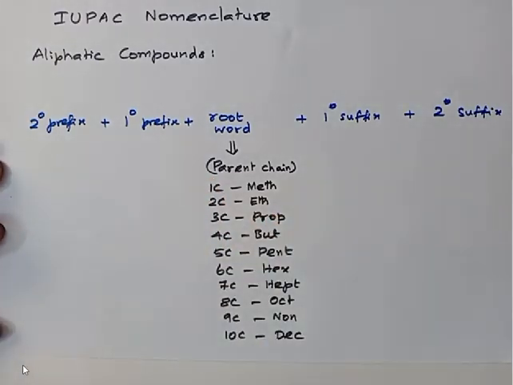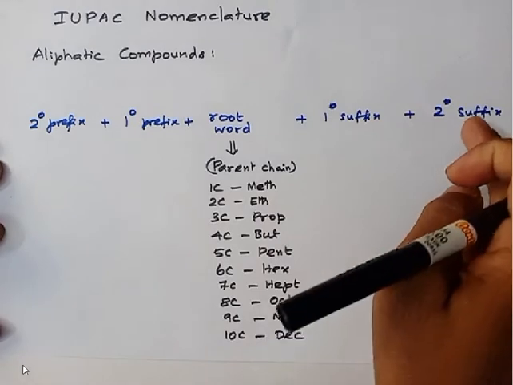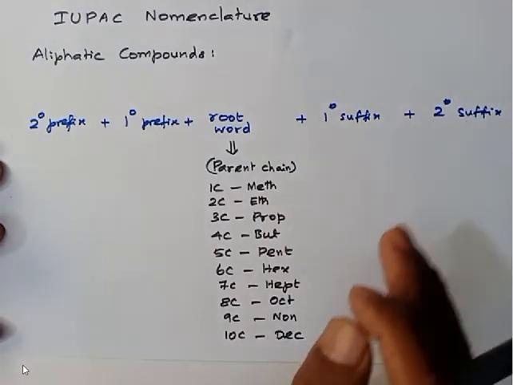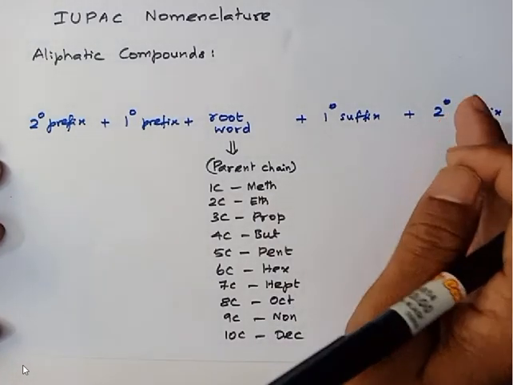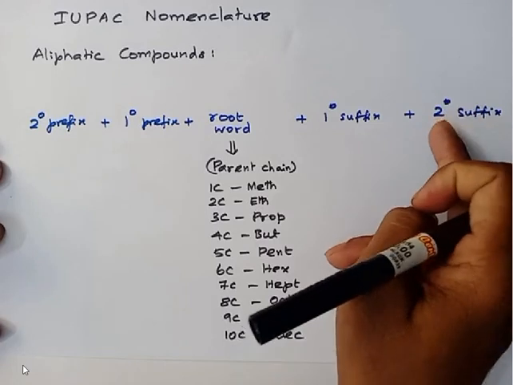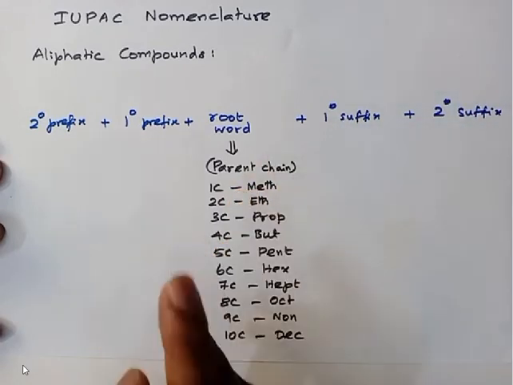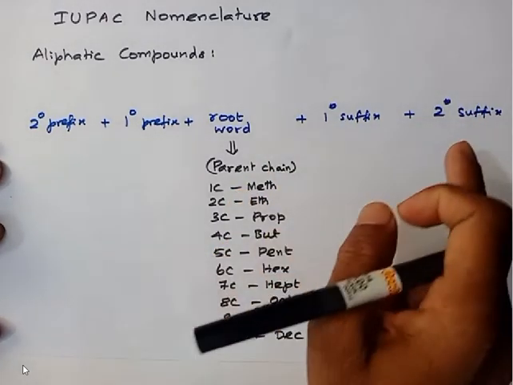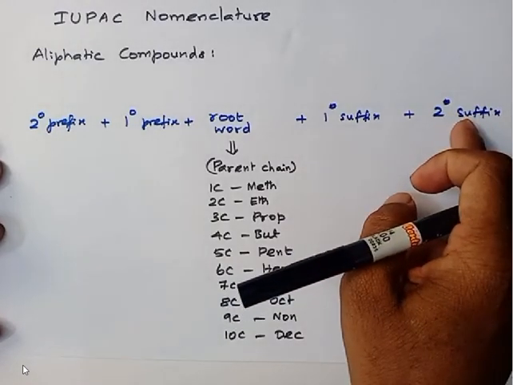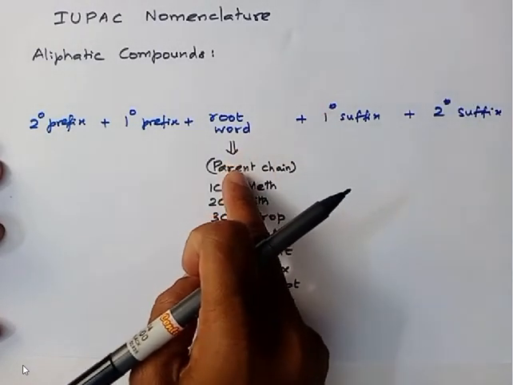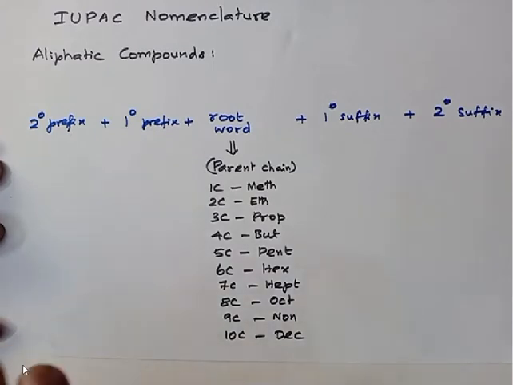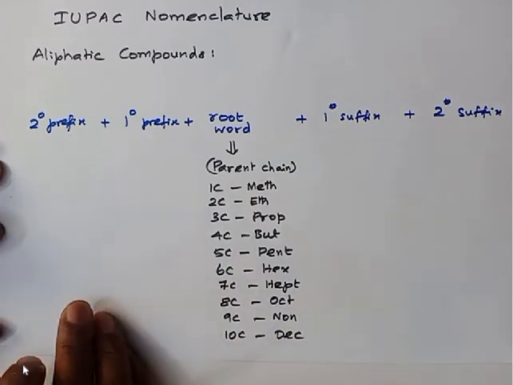Whenever there is a functional group, we are going to discuss that, the functional group will come in the secondary suffix. Whenever the functional group contains a carbon atom, that carbon should also be included in the parent chain. This is another important point you should keep in mind.